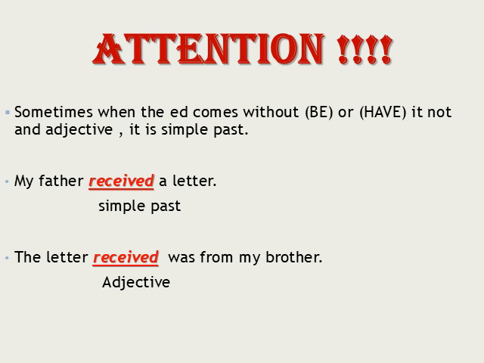Okay, now we have a note that we need to pay very close attention to. We said that when the past participle is accompanied with be or have, it is part of the verb, and it is "will be" or "will have" that is the verb. But if it does not come with be or have, we said that in this case it is an adjective. But we need to pay attention to this point: when the ed form comes alone, without be or have, it will not be an adjective in all cases. Sometimes it may be simple past. Okay, let's see how. For example: My father received a letter, and The letter received was from my brother.